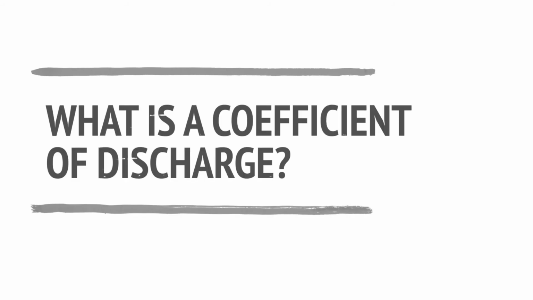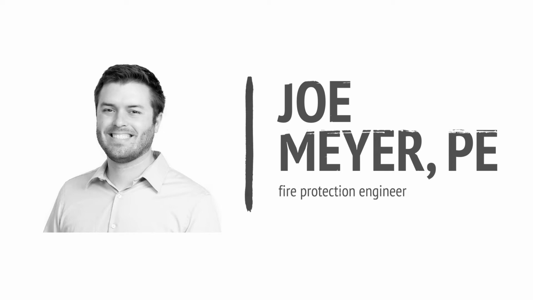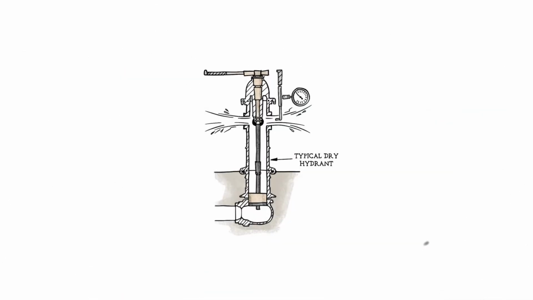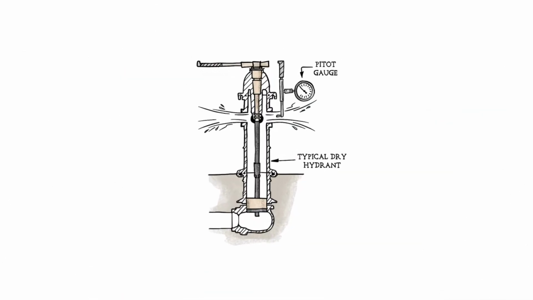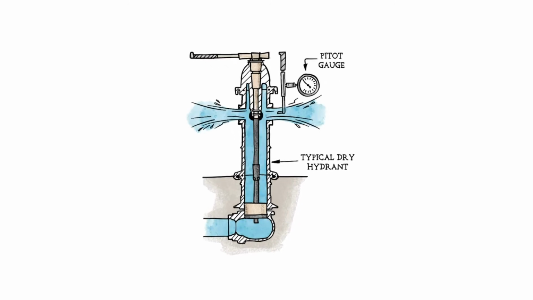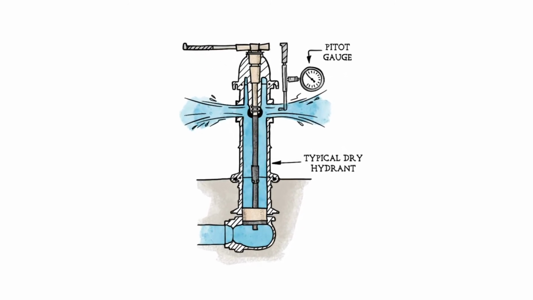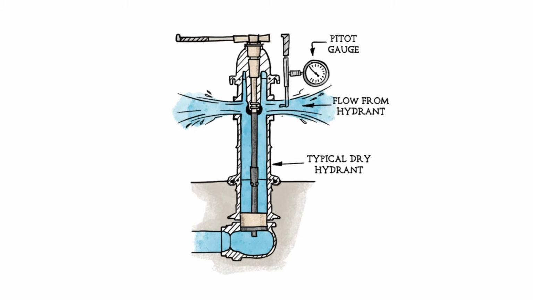What is a coefficient of discharge? During a fire hydrant flow test, we can measure the velocity pressure of water. This is done using a pitot tube along the center line of the stream. The velocity pressure is related to the amount of water we are actually flowing out of the hydrant.